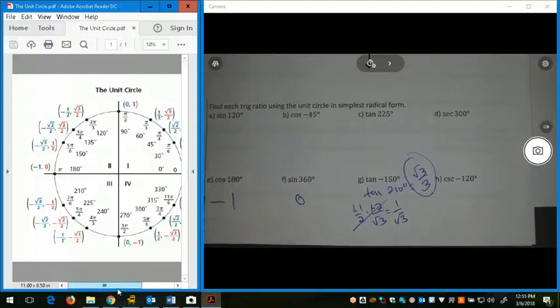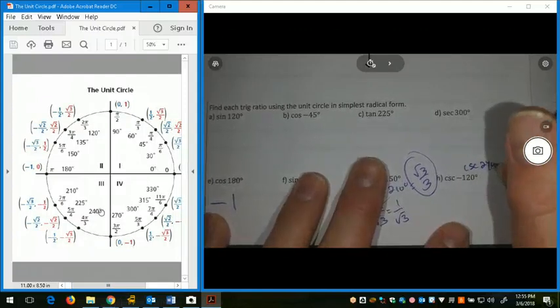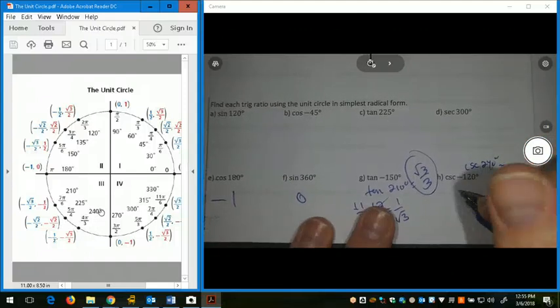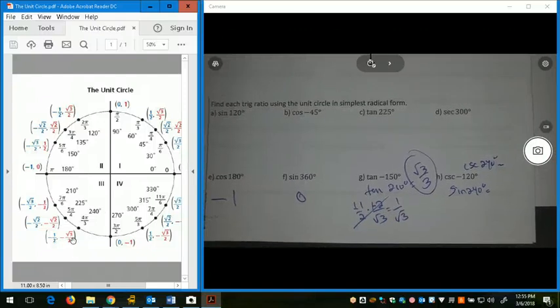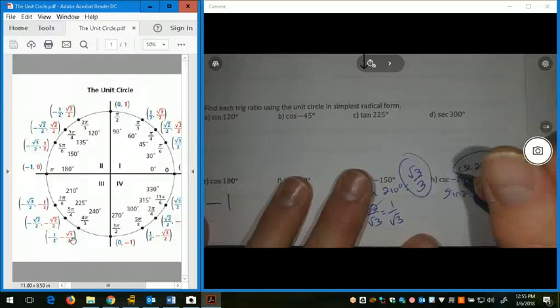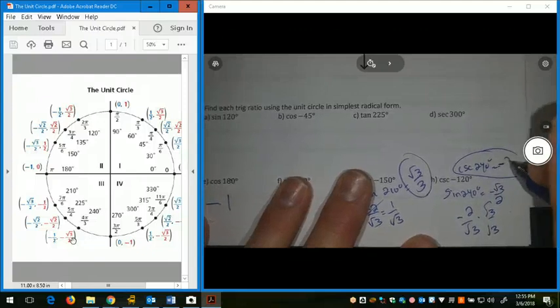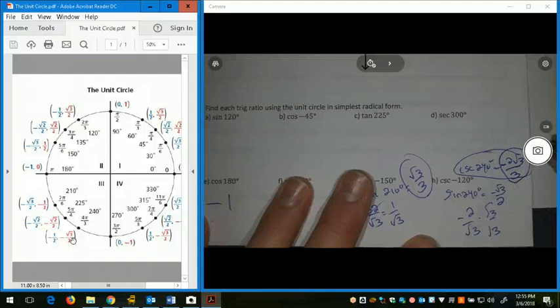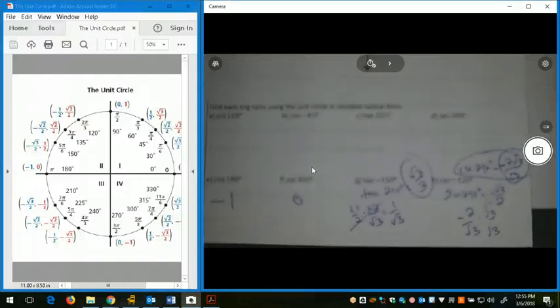Cosecant of negative 120. Well, here's positive 120. I'd go this way. So now if I go this way, it's the same as cosecant of 240. But I don't know cosecant. I do know sine of 240. Sine of 240 is negative square root of 3 over 2. Well, I don't want sine. I want cosecant. So I have to flip it. Then I'm going to rationalize that denominator. I've got negative 2 square root of 3 over 3 for my ratio. Questions on any of those?